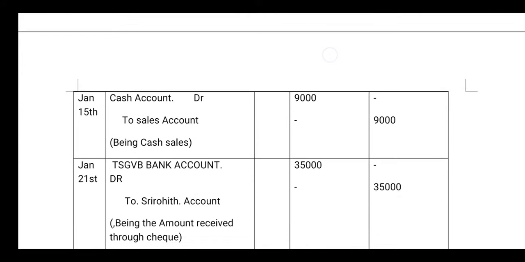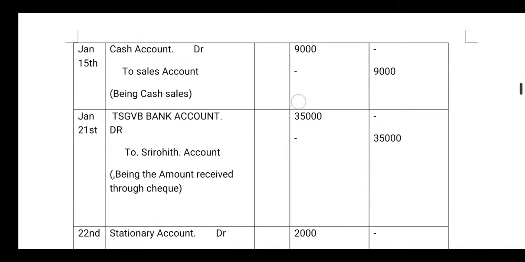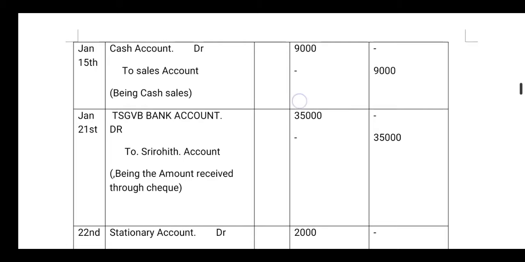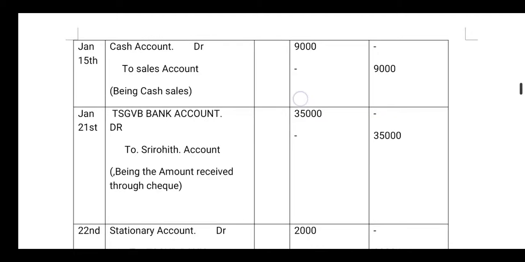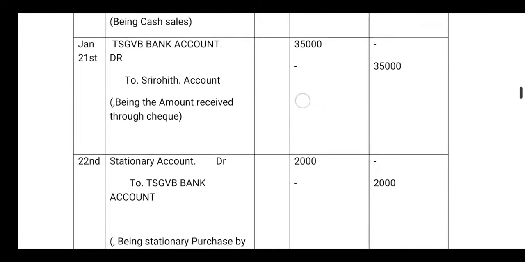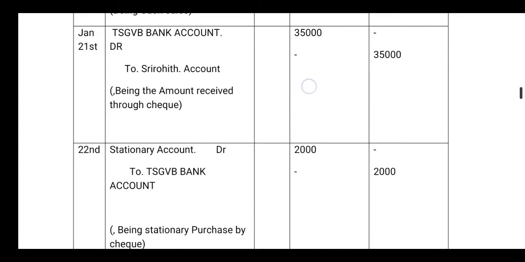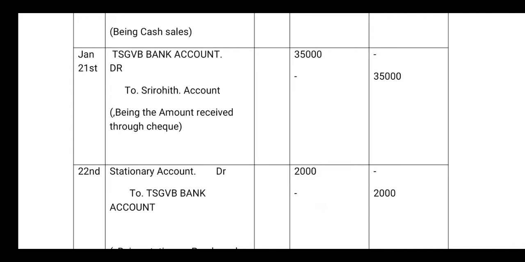Then we are going to another transaction. It is on Jan 5th, cash sales. Here it is clearly defined that the sales is related to cash. Here goods are going out of the business, cash is coming to the business, that's why cash account is debit, sales account is credit. Then we are going to another transaction.